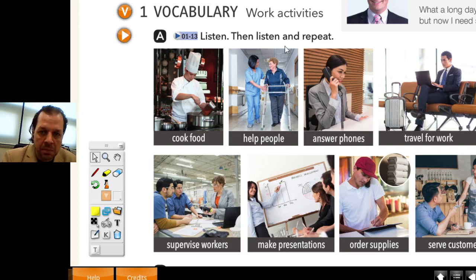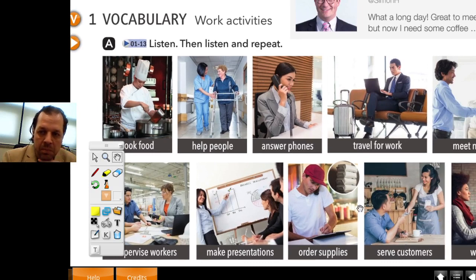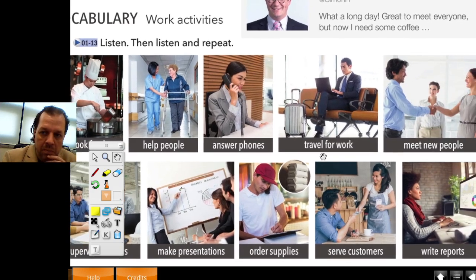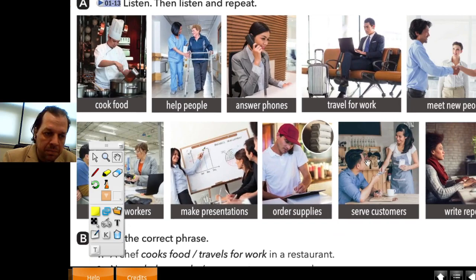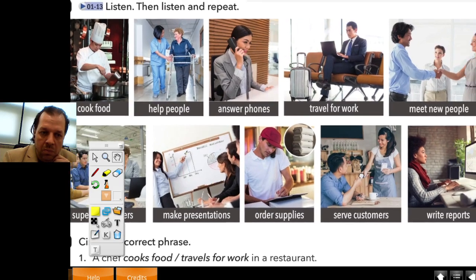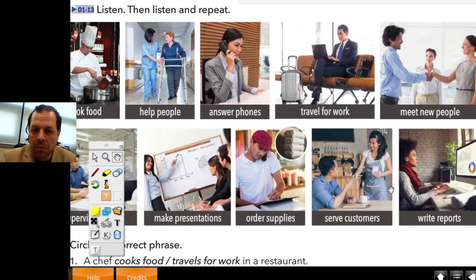Listen. Cook food. Help people. Answer phones. Travel for work. Meet new people. Supervise workers. Make presentations. Order supplies. Serve customers. Write reports.